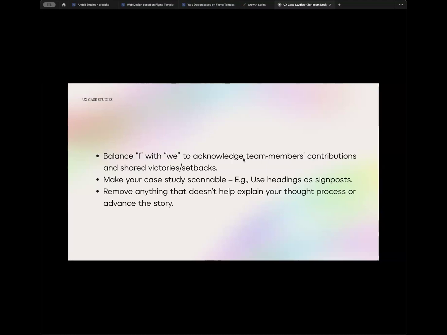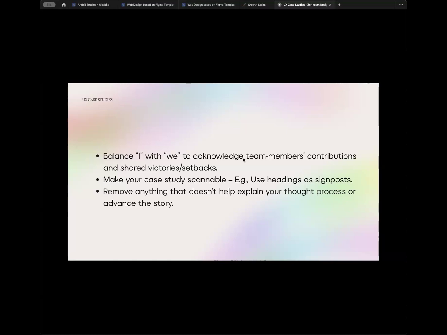Then balance I with we. So acknowledge team members, contributions, shared victories, and setbacks. Now, the fact that you're the one writing a case study, right, doesn't mean that you were the only one that worked on it. It's possible that multiple designers worked on the project, and one of them singled him or herself out, and then went to write a case study and put it out there like, oh, I did this, I did that. That's not going to take you anywhere, all right?